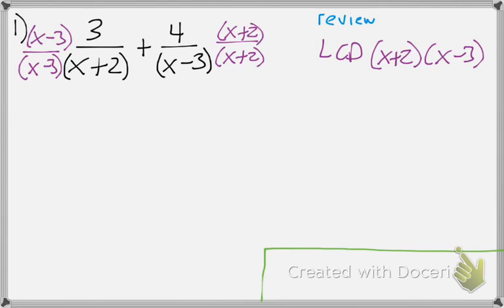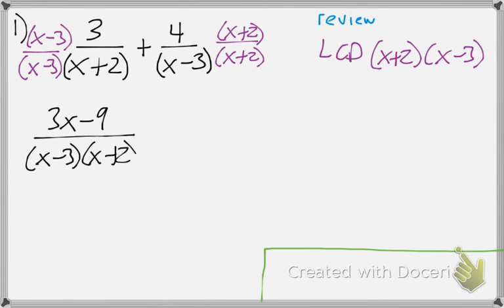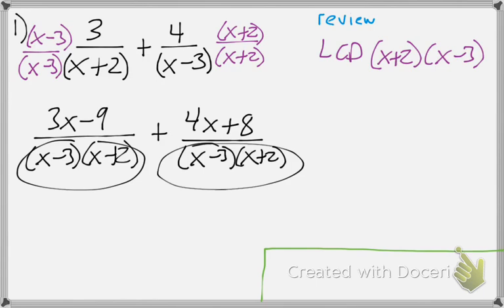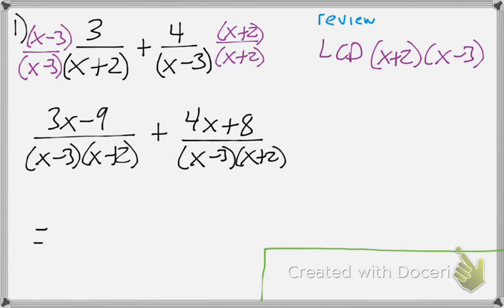So if we distribute that, then this is going to be 3x minus 9 over x minus 3, x plus 2, and then 4x plus 8 over x minus 3 and x plus 2. So now that they have the same denominator, we are allowed to add the numerators. So my denominator will remain the same. I'm not going to change that.